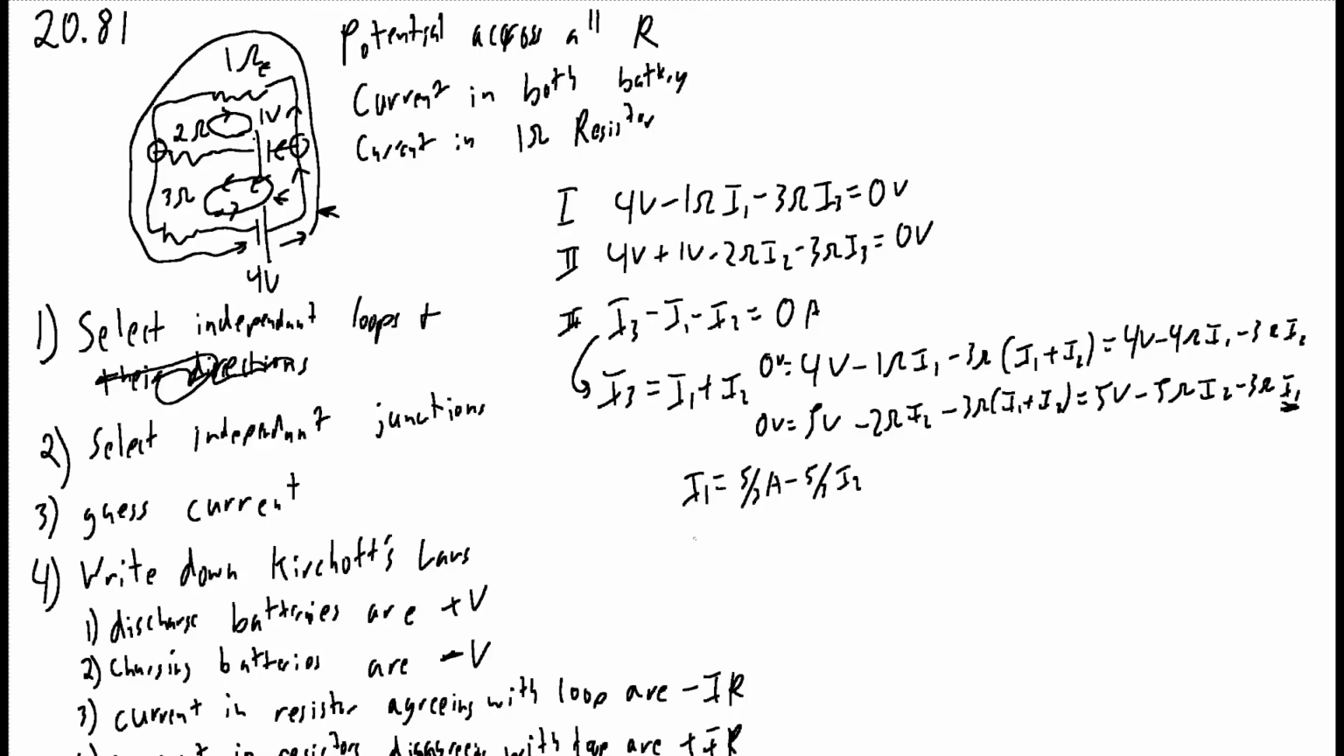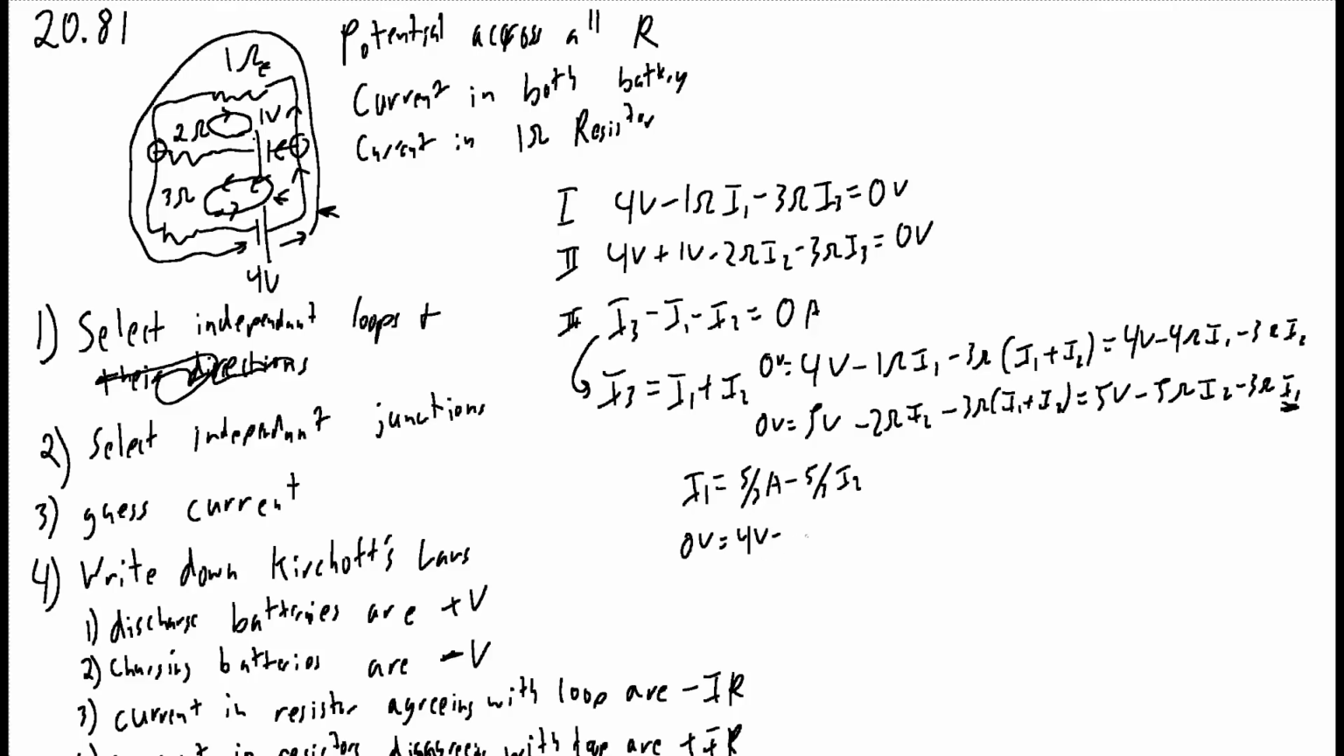So now I have that 0 volts is equal to 4 volts. Oh, 20% battery. You can bugger off. 4 volts. Where was I?